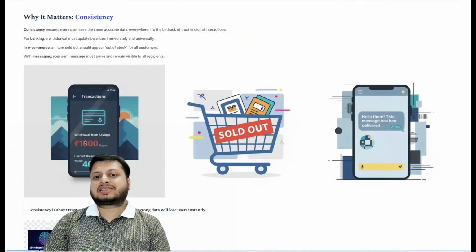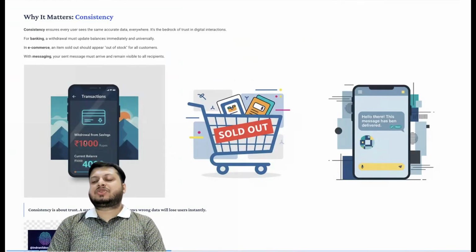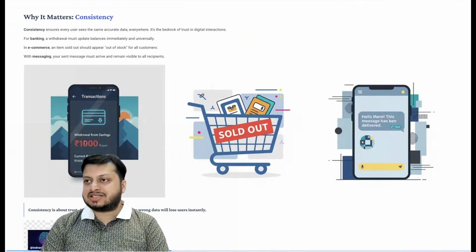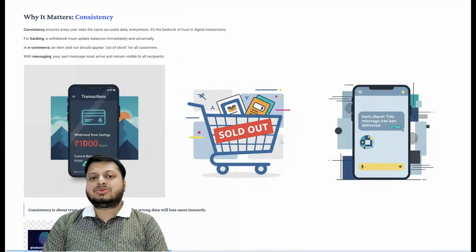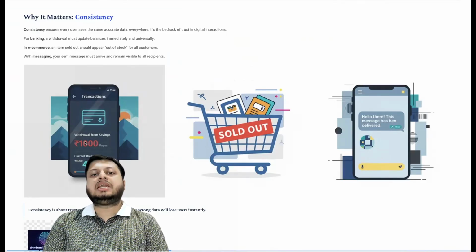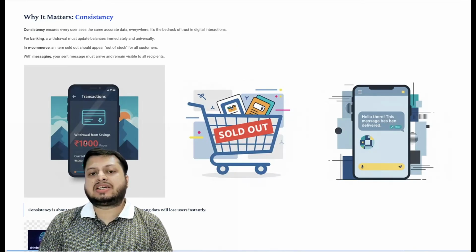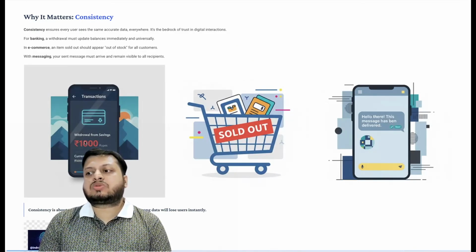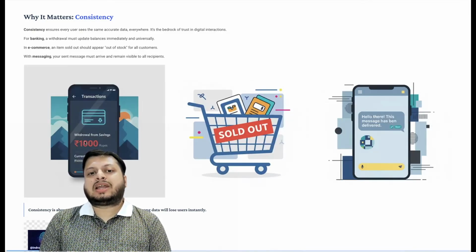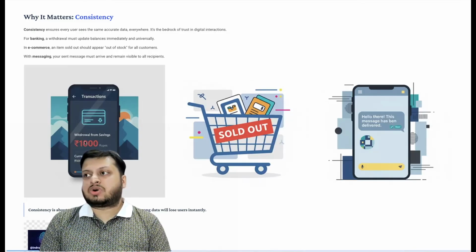Okay, so our next slide would be on consistency, one of the fundamental pillars of system design. So, what does consistency mean? It means every user sees the same accurate data everywhere. Okay, how and where is it important? Let's say for banking, a withdrawal must update balances immediately and universally. In e-commerce, let's say someone buys an item that was the last quantity remaining. So then the item sold out should appear out of stock for all customers.